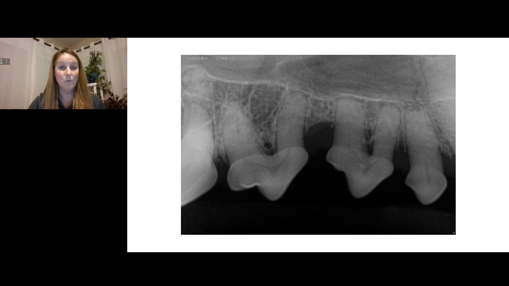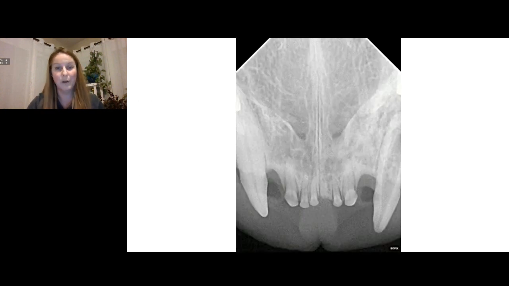What do we see here? Well, this is a dog. This is going to be the upper jaw or maxilla. This is going to be the right side, and this is going to be a whole lot of bone loss. So we want to make sure that we're making decisions based on the amount of bone loss that we have, remembering that we are measuring that bone loss on the root of the tooth.